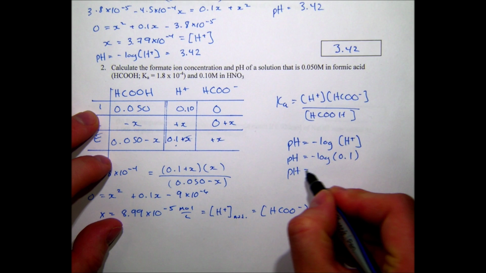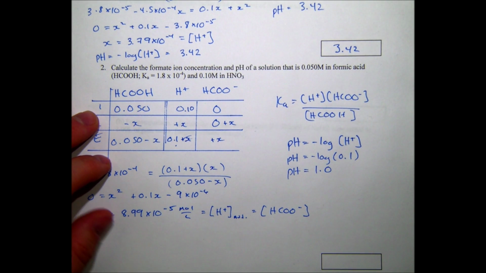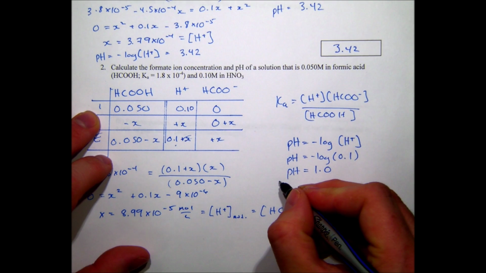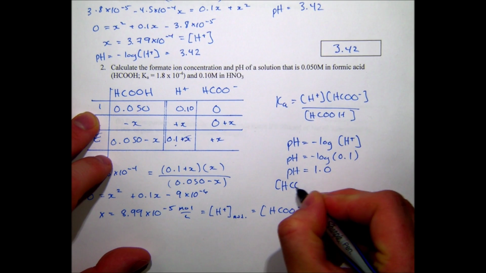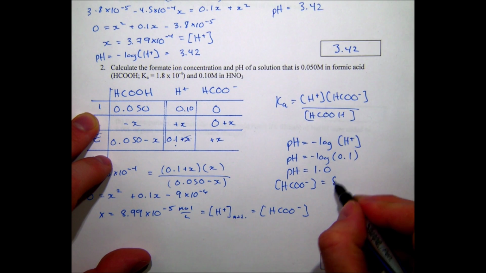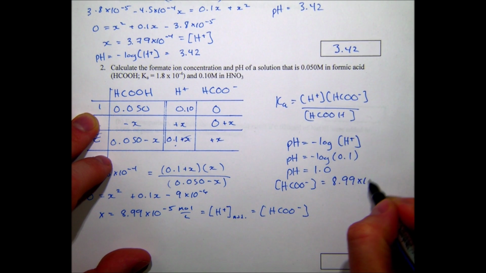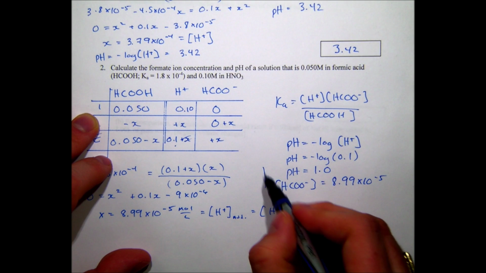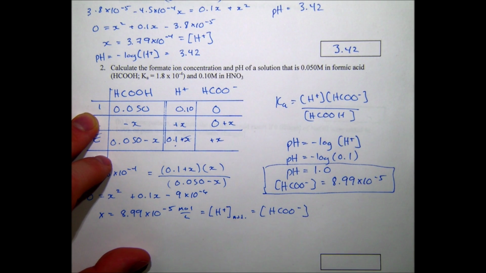And the pH is equal to 1.0. The concentration of the formate ion is equal to 8.99 times 10 to the negative 5. There's our answer.